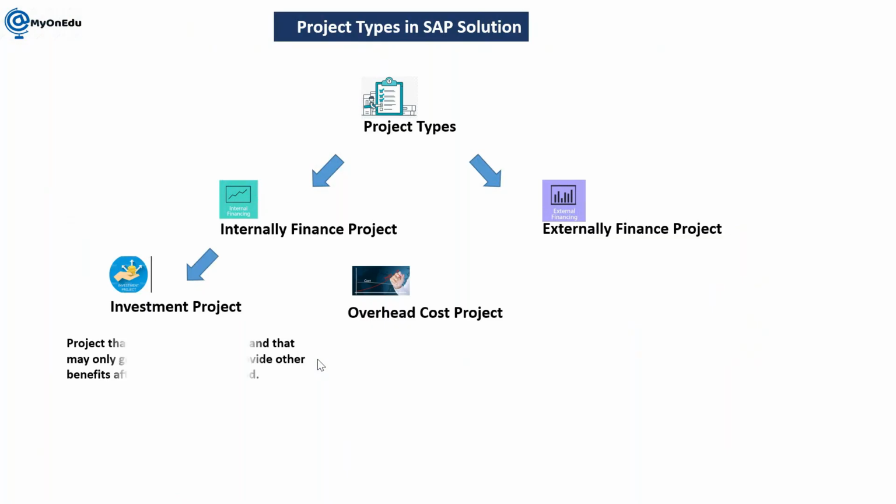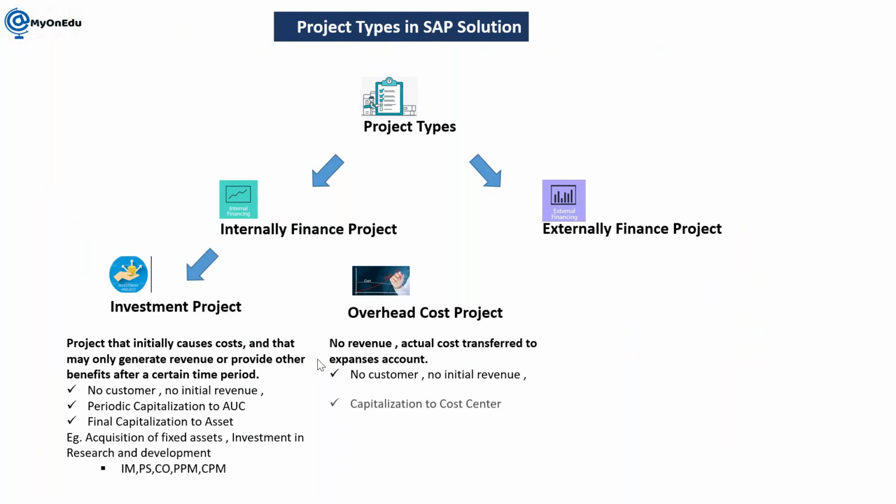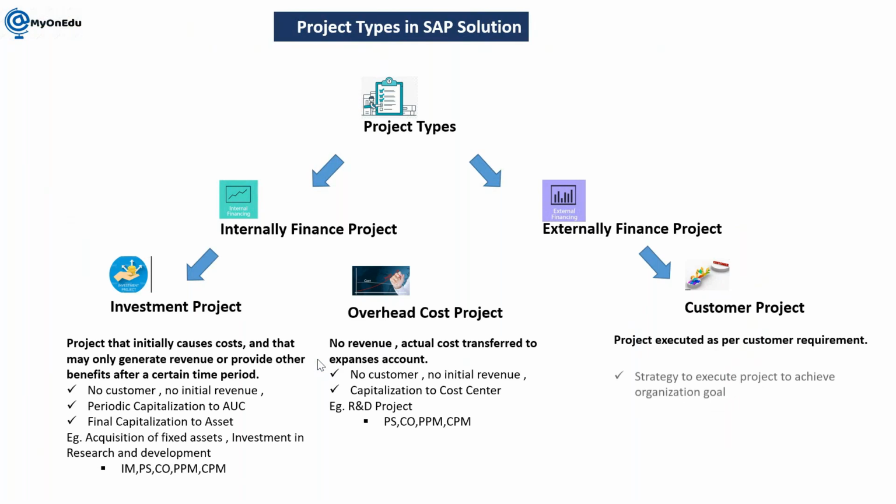Okay, we call it a customer project. So when we are going to use these three modules, IMPS, PPM, and CPM, we need to keep in mind what type of project it is. Because we need to segregate, we need to understand how the process of an individual project object is going to be used and implemented.